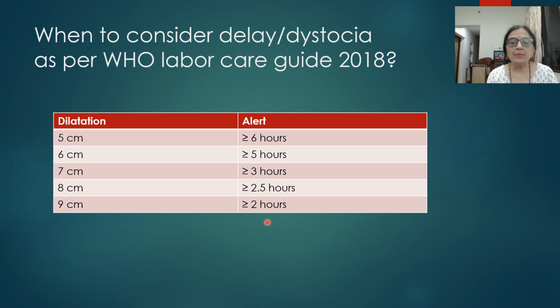So for 9 centimeters, you wait for 2 hours. For 5 centimeters, you will wait for 6. In between, you remember 6, 5, 3, 2.5, and 2. And if this is displayed in your labor room, and you see it on a daily basis, then it will be very difficult for you to even memorize this graph.